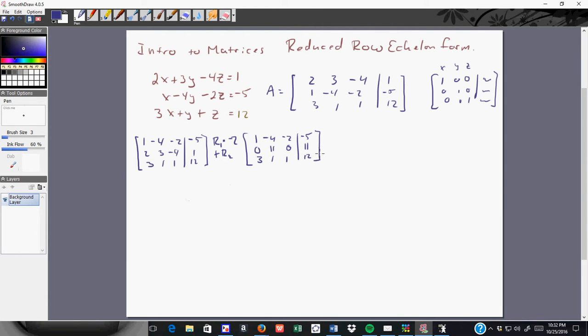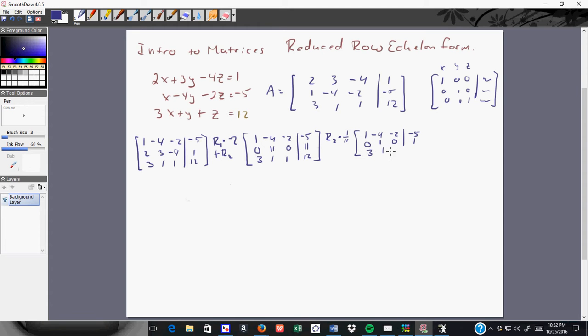The reason why I'm so happy about that is because now I notice that my row 2 almost looks like this. But take a look, I have 11 there and 11 there. So I'm actually going to multiply row 2 times 1 over 11. When I do that, my first row stays the same. But my second row becomes 1/11 of 11 is 1, 1/11 of 0 is 0, and 1/11 of 11 is 1.